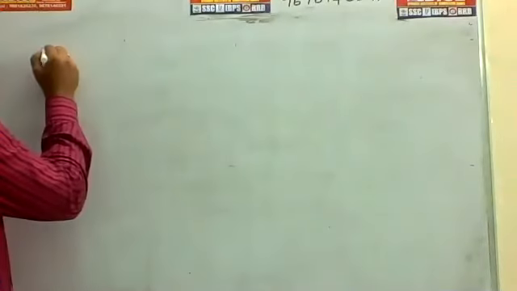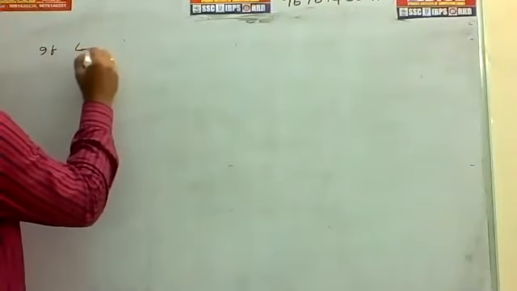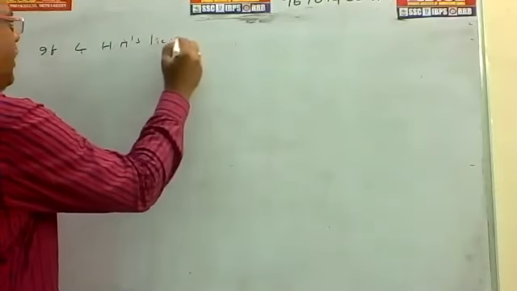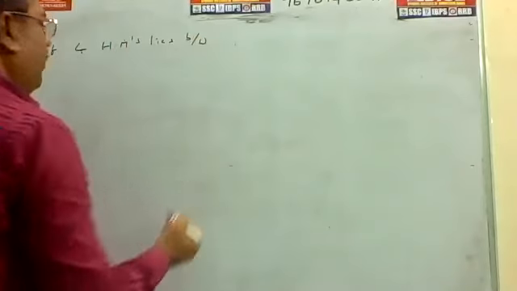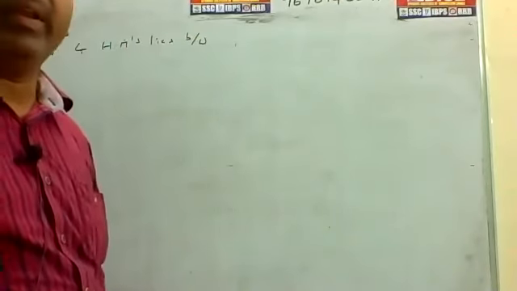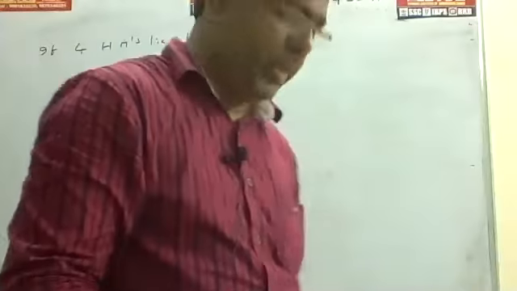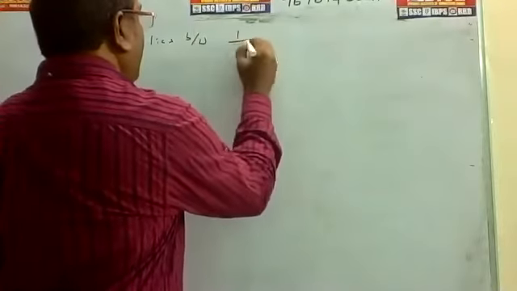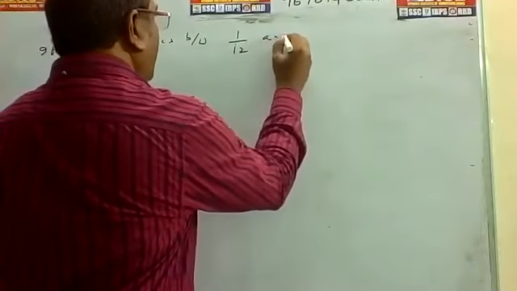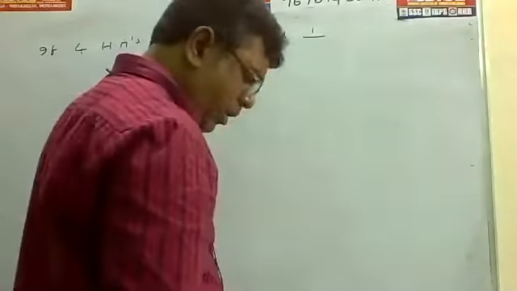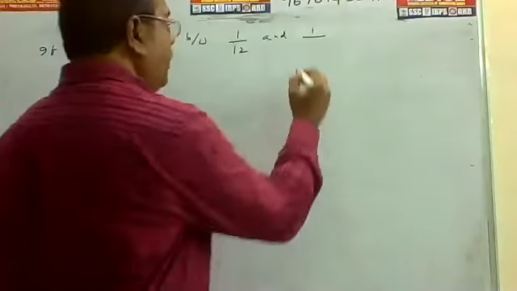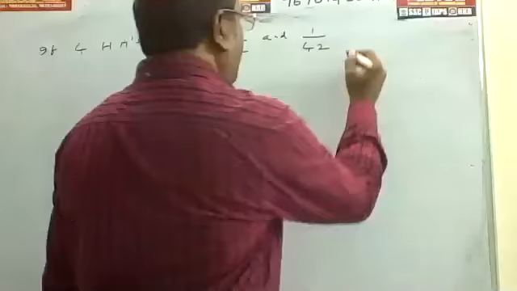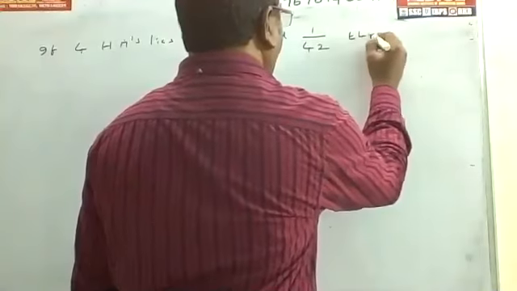Next one. If 4 HMs lie between 1 by 12 and 1 by 42, then find the third term.